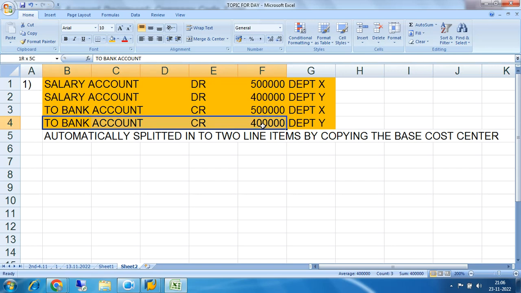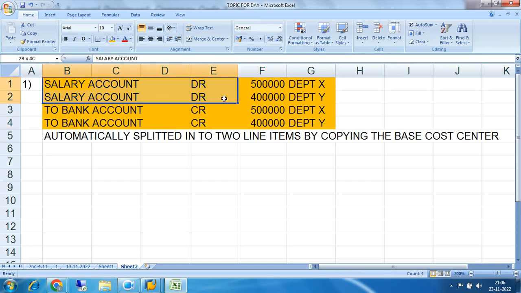How will it be split? Based on the ratio of the baseline. What is the ratio of the baseline? 5:4 ratio. So 9 lakhs is to be divided into 5:4 ratio. Similarly, the respective cost centers which are attached to the first and second line will also be copied in the same manner. Again, I am making you understand what document splitting is.